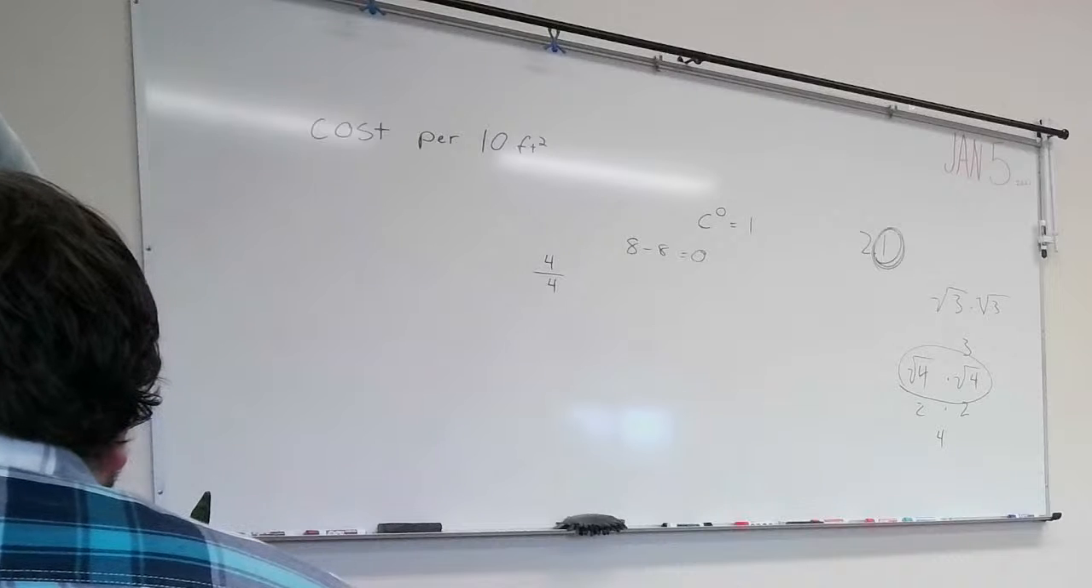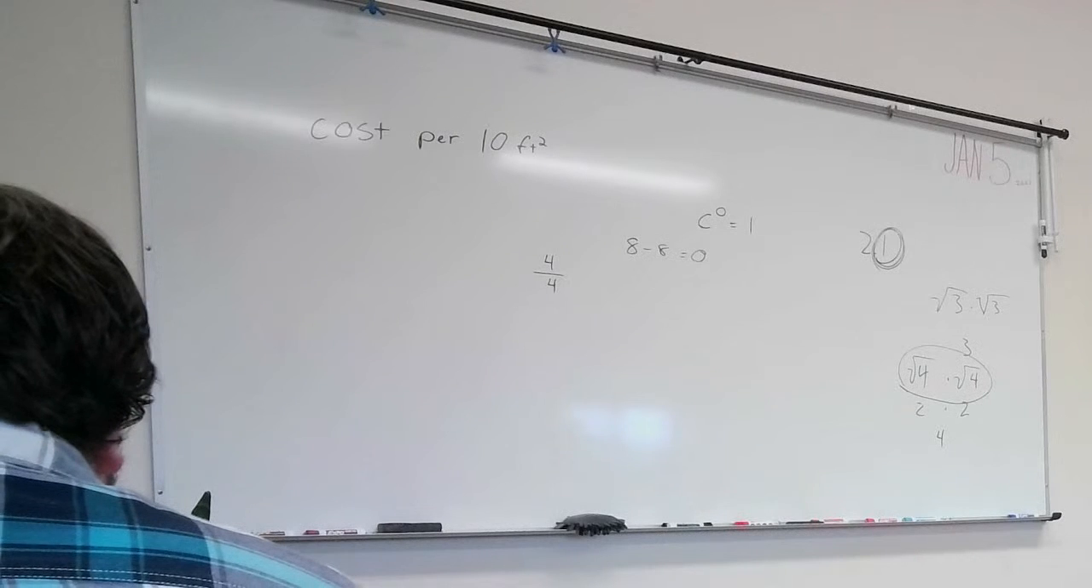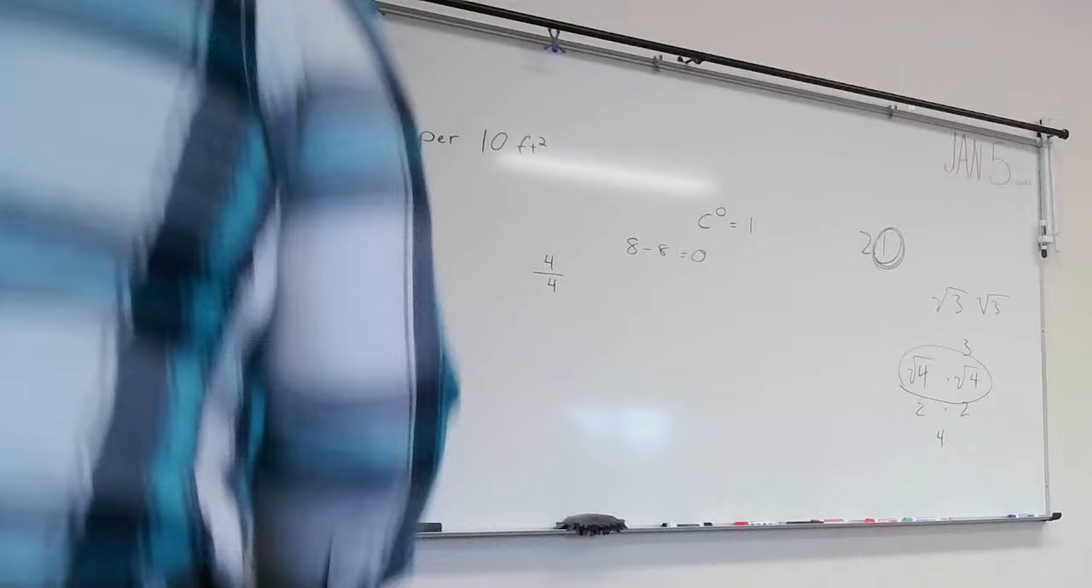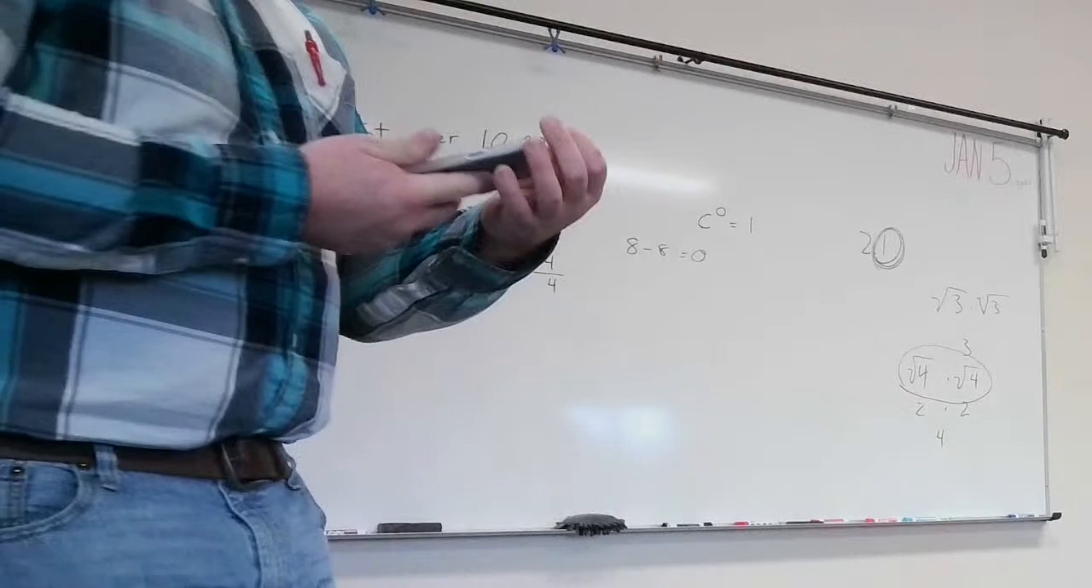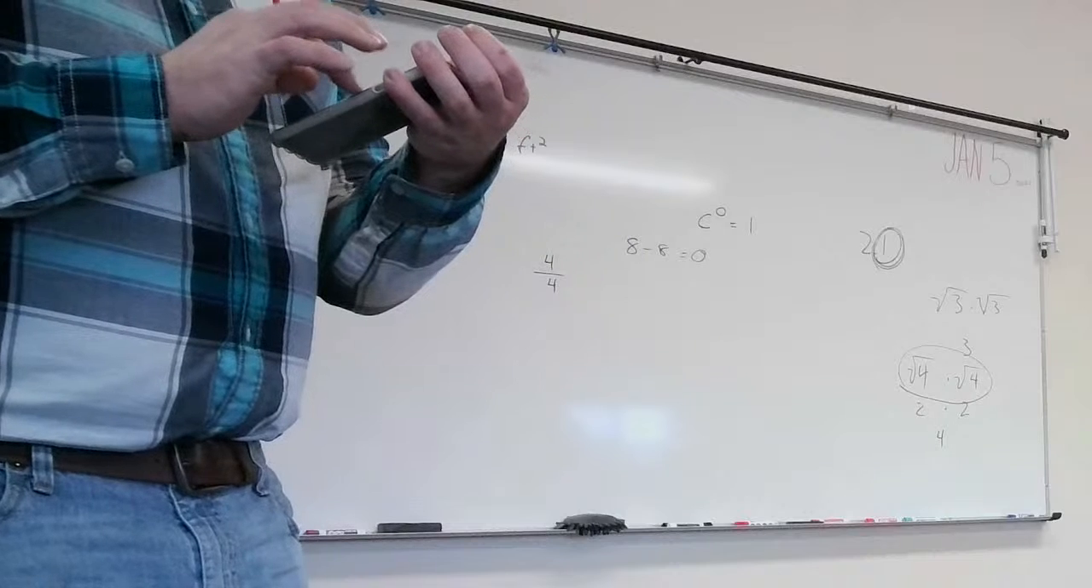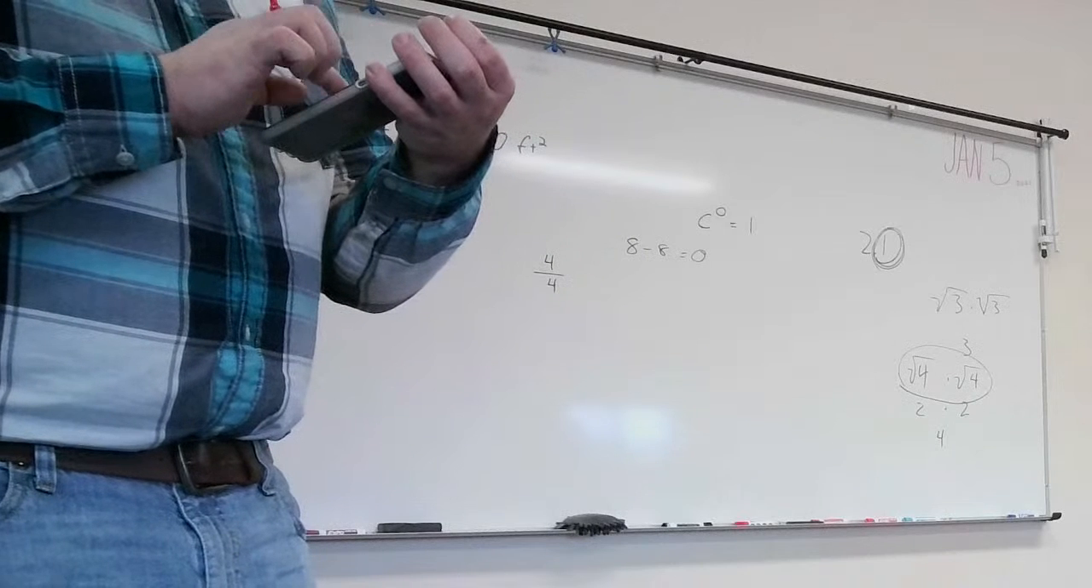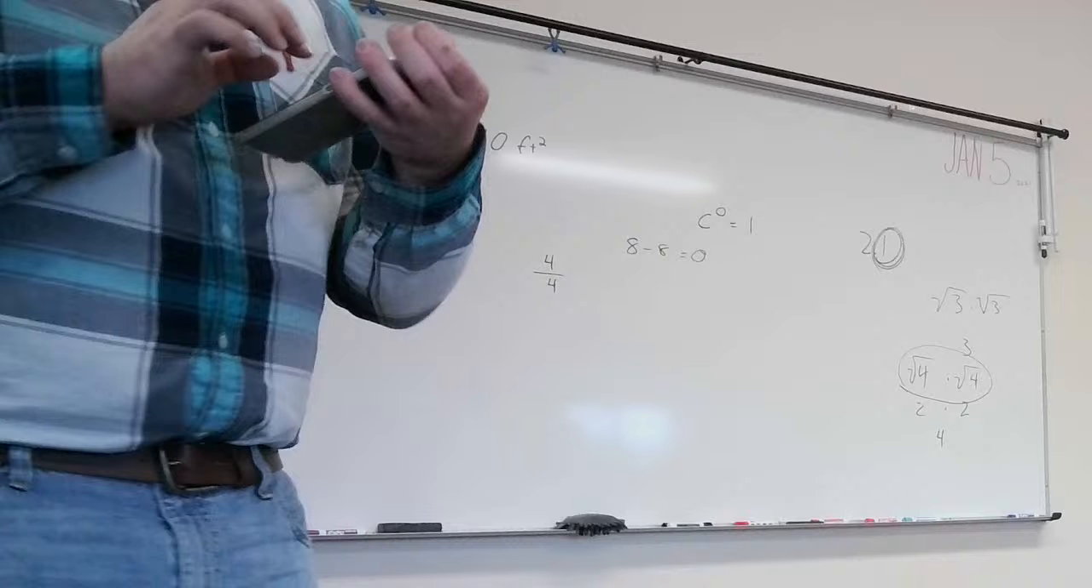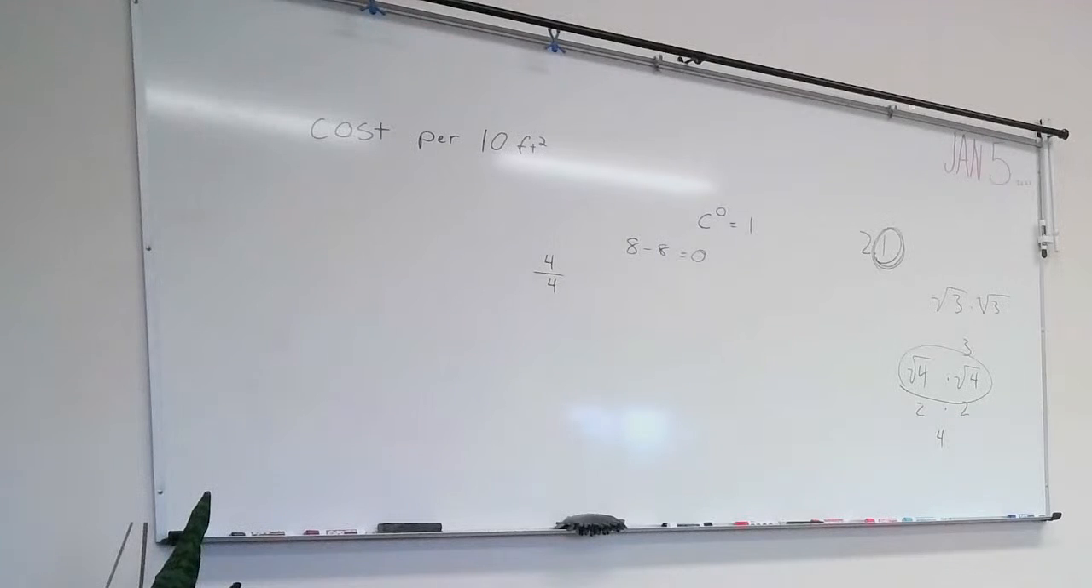Okay, time it. See whether 1 or 2 works better. Alright, need a timer. Do it when it hits the ground. 1, 2, 3, go. 3.33.